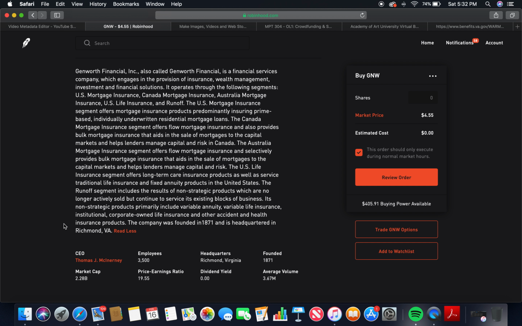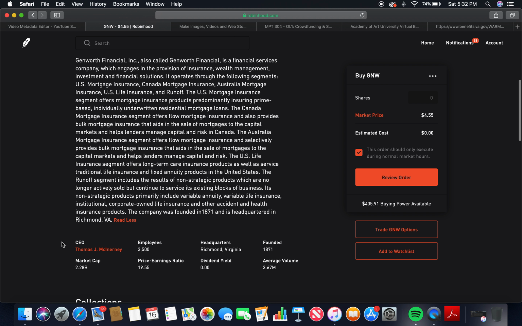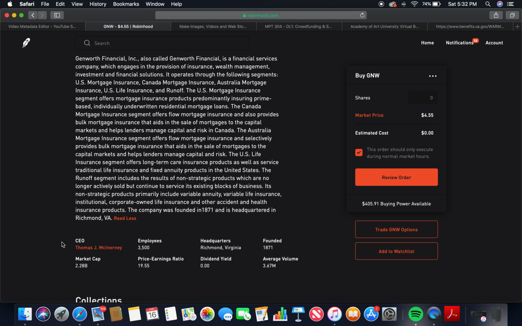The company was founded in 1871. Been around. And is headquartered in Richmond, Virginia. The current CEO is Thomas J. McInerney. Employees 3,500. Headquarters Richmond, Virginia. Founded in 1871. Market cap 2.228 billion. PE ratio 19.55. Dividend yield 0.